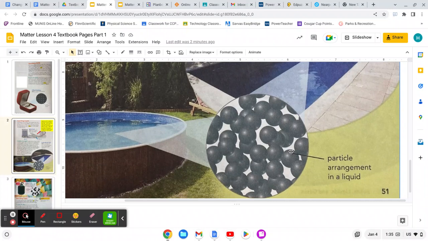And then this is what the particle arrangement in a liquid would look like. There's a lot more space in between the particles than you saw in the solid, which is what allows them to flow past each other.